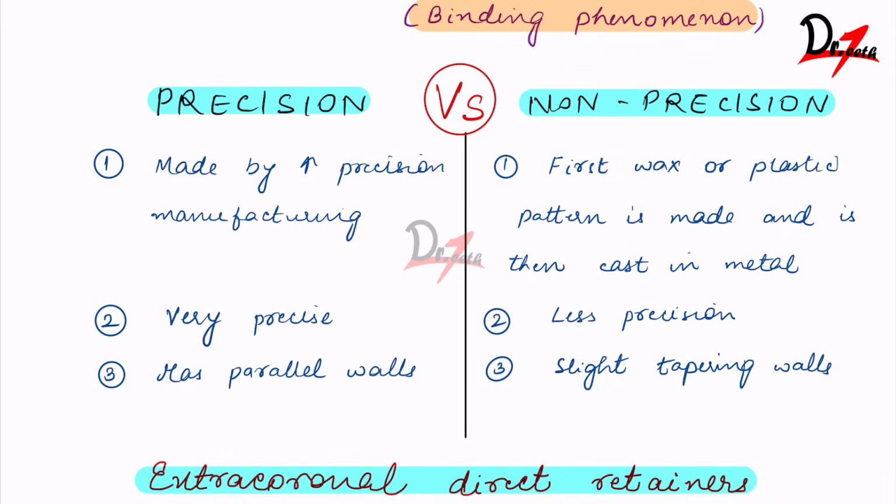Now let's talk about the precision versus non-precision. We have already discussed this, but let's do it once more. Precision is made by high precision manufacturing, but in the non-precision, first we have a wax or plastic pattern, and then we cast it in metal. Because of the manufacturing process, this one is very precise, okay, but this is less precise. Also these attachments have long parallel walls and a very amazing surface adaptation. And here we have a slight tapering wall.